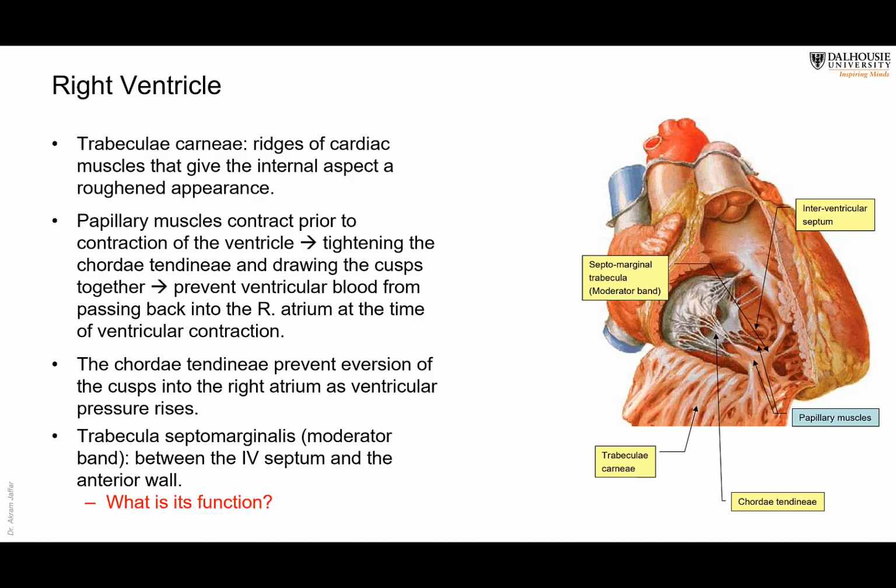The importance of knowing about it is that it transmits what we call the right bundle branch of the conducting system of the heart. I'm going to talk about the conducting system in a moment. And this band, which is only present in the right ventricle, a feature of the right ventricle, transmits the right bundle branch. It's called the moderator band because it connects between the interventricular septum and the anterior wall.